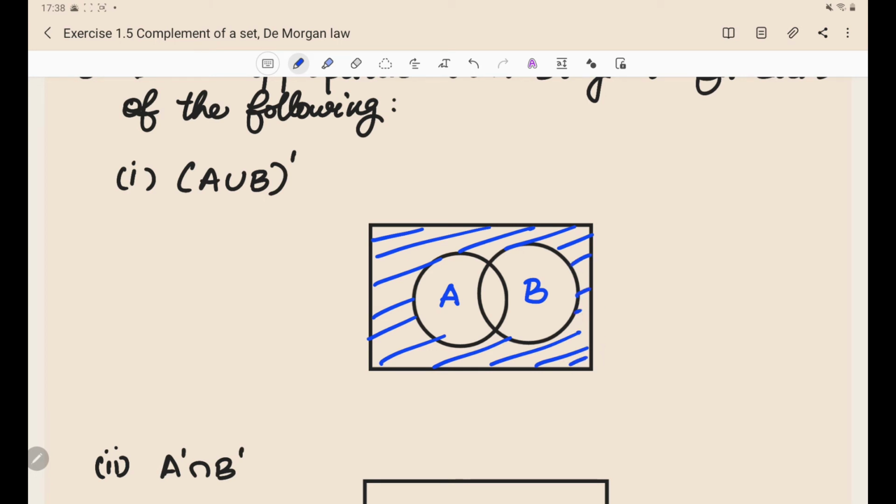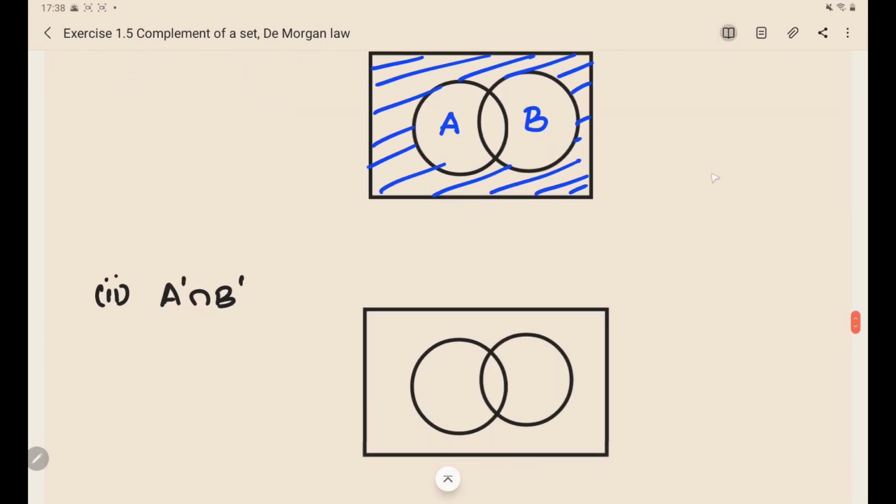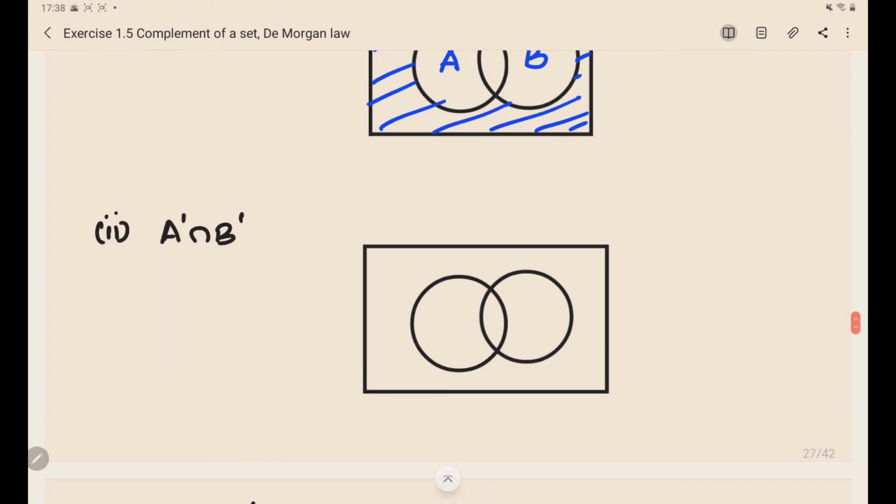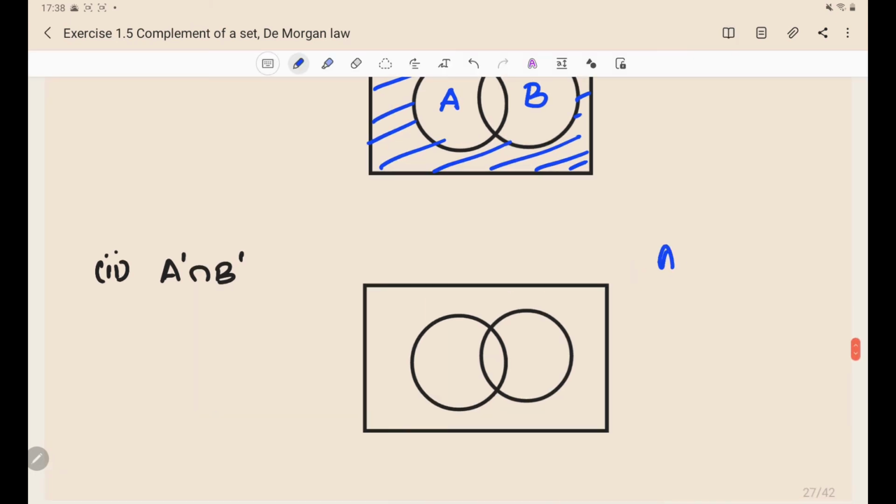I hope this is clear. Now let's discuss the second portion. A complement intersection B complement is the same as A union B the whole complement. It is the same as the first problem itself. A complement intersection B complement.